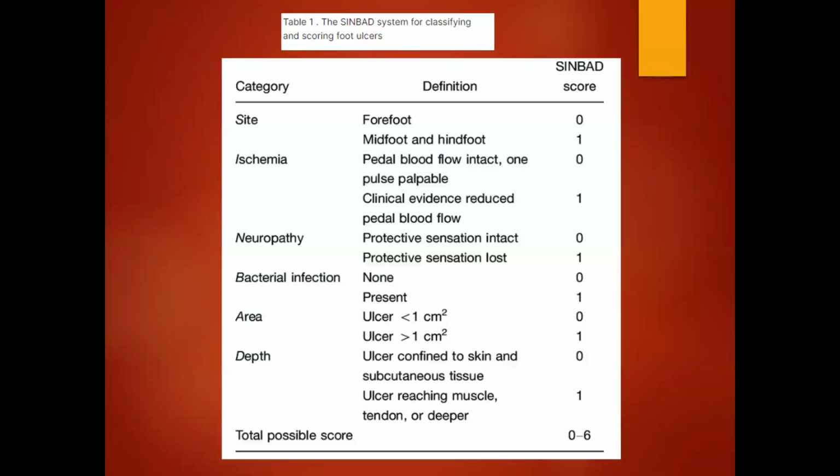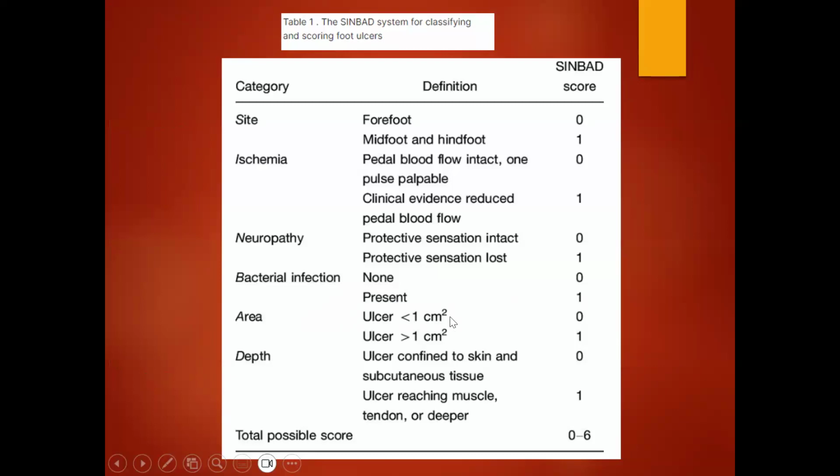So what is the SINBAD system? We have site: forefoot gets a score of 0, whereas if the midfoot and the hindfoot are involved, that's a score of 1. Pedal flow intact, at least one pulse palpable, 0. Clinical evidence of reduced pedal flow, score is 1. Neuropathy is also a component: protective sensation intact, 0. Protective sensation lost, 1. Bacterial infection, if there is none, 0. If present, it is 1.